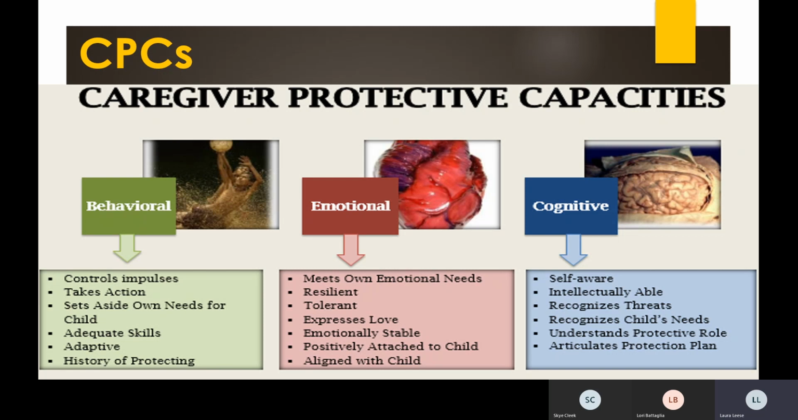So as we are out there working with our families and gathering the information, we are also writing down, as noted in the previous 6 domains, information that can lead us to assessing the behavioral, emotional, and cognitive, both enhanced, which are strengths, as well as diminished, or areas we need to work on, of their caregiver protective capacities.